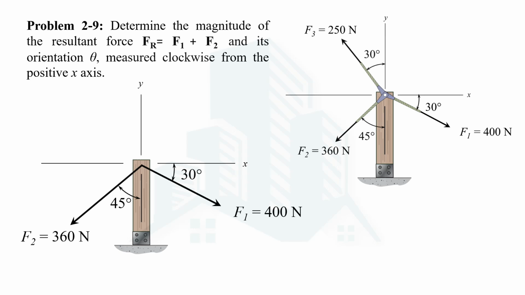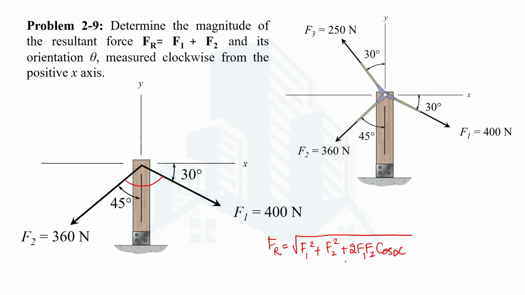First of all, we are going to determine the magnitude of the resultant force caused by these forces. For that, we are going to use the cosine law. If you remember, the resultant using the cosine law is calculated by this formula: the resultant force is the square root of F1 squared plus F2 squared plus 2 F1 F2 cos alpha. Alpha here is the angle between the F1 and F2 forces. In this case, this is the angle I'm talking about.